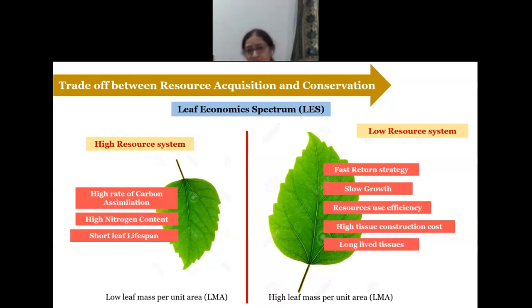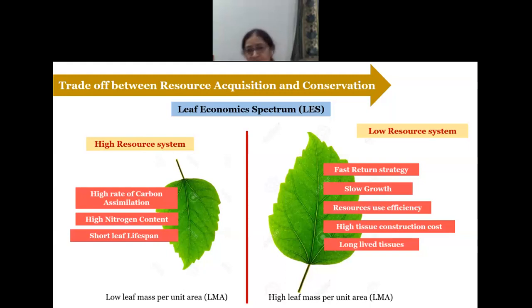In case of a high resource system, it is said that there is a high rate of carbon assimilation and a high amount of nitrogen, but these plants have a short lifespan. So we can say that the leaf economic spectrum, LES, is playing its role in the development of this type of plants.